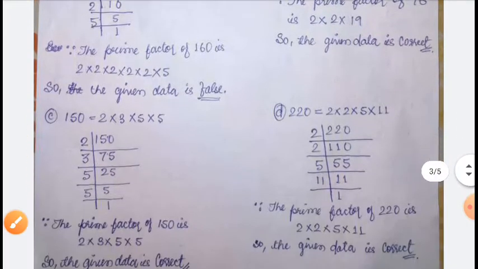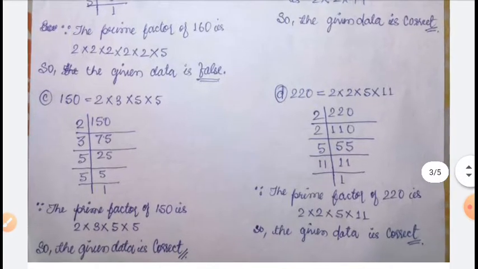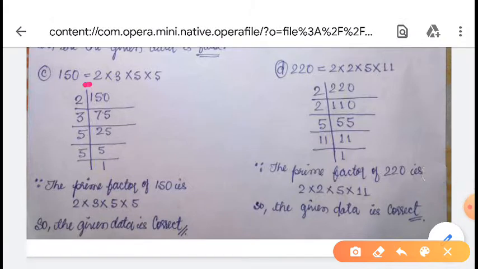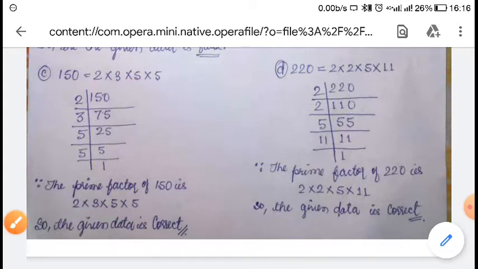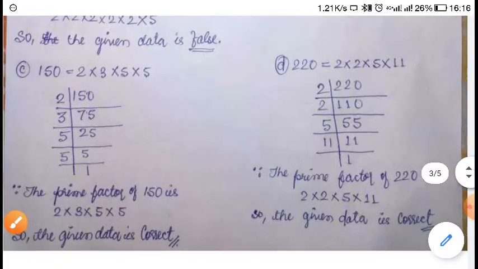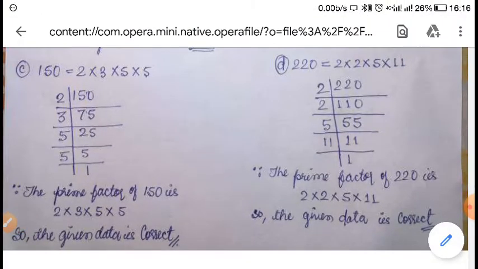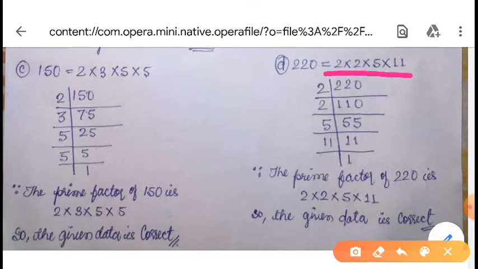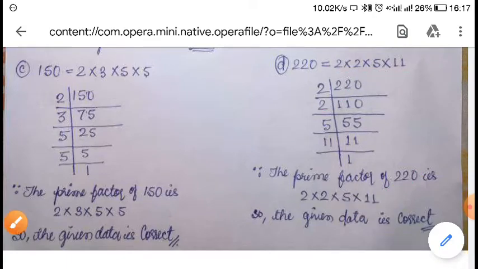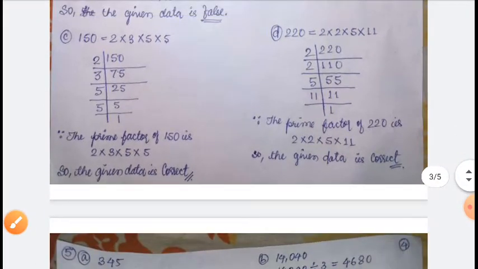Now next, for 150, they have given 2 into 3, 5 into 5. When we found it out, it is 2 into 3, 5 into 5. So these two are matching, meaning the given data is correct. Now for D, 220, they have written 2 into 2, 5 into 11. When we found it, it is also 2 into 2, 5 into 11. So this data and this data are matching, so this is correct. In this way we can write this. I hope all of you have understood this.